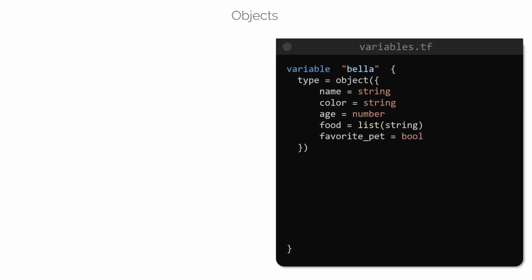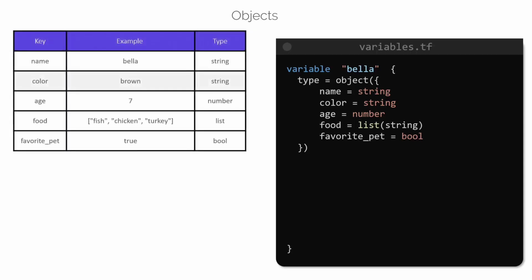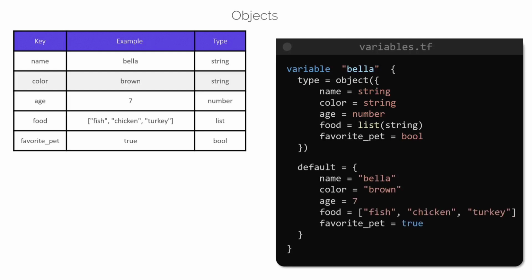Let us now assign some values to this variable. Let us use name is equal to Bella, color is equal to brown, age is equal to 7, food is fish, chicken and turkey, and favorite pet which is set to true. And we can use the same default values within our variable block like this.